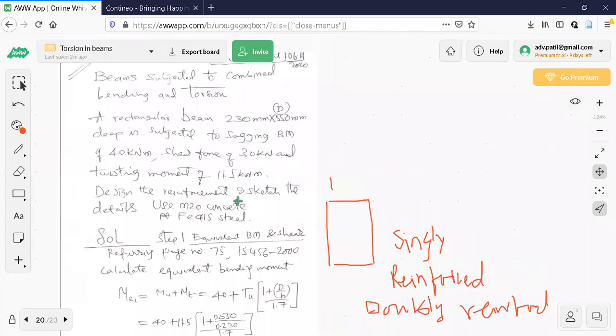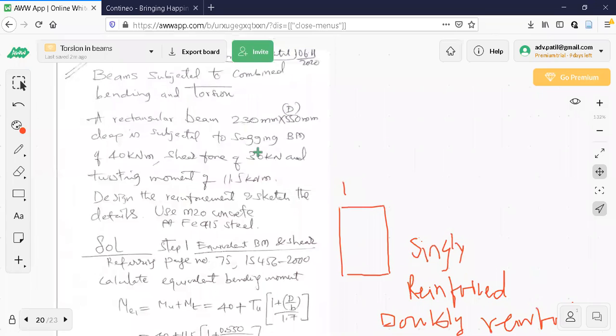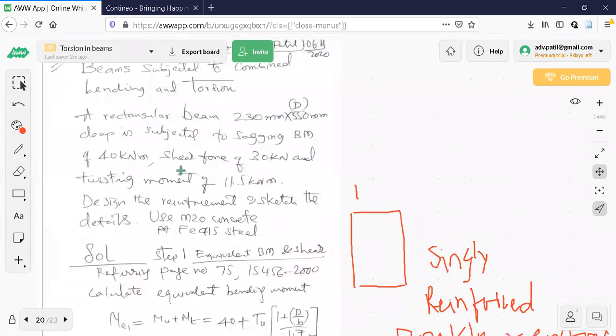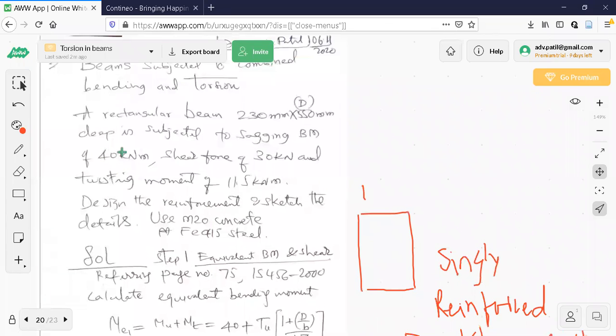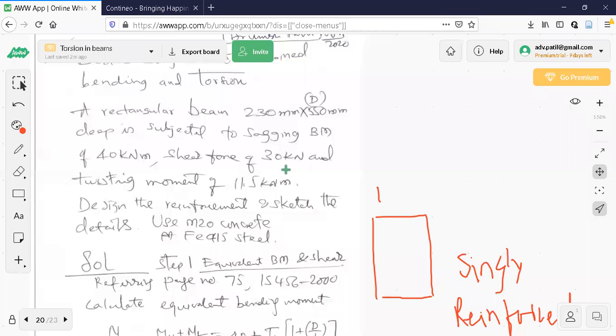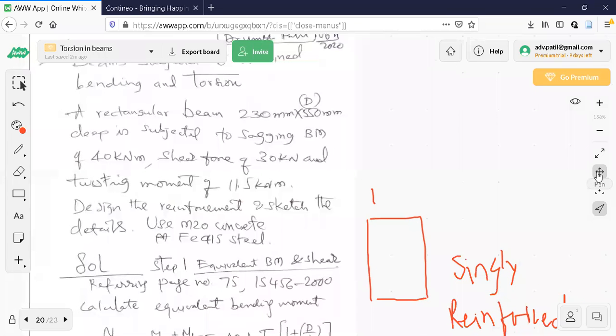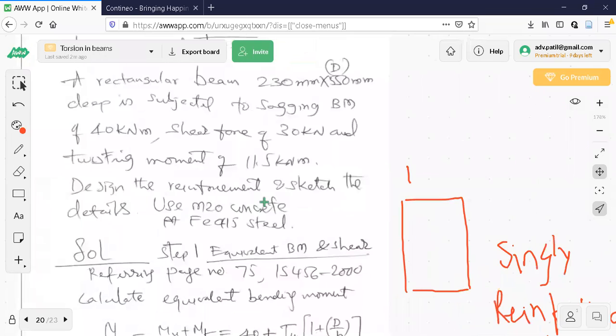See this one. The problem is given here. A rectangular beam 230 by 550, capital D, is subjected to a sagging bending moment of 40 kN. So instead of asking you to find WL square by 8 and all, directly the value is given. Instead of giving span and asking you to calculate loads and all, directly MU is given in the problem. Shear force is 30 kN. VU is given directly. And a twisting moment of 11.5. Twisting moment is nothing but torsion. So all these 3 values are given.